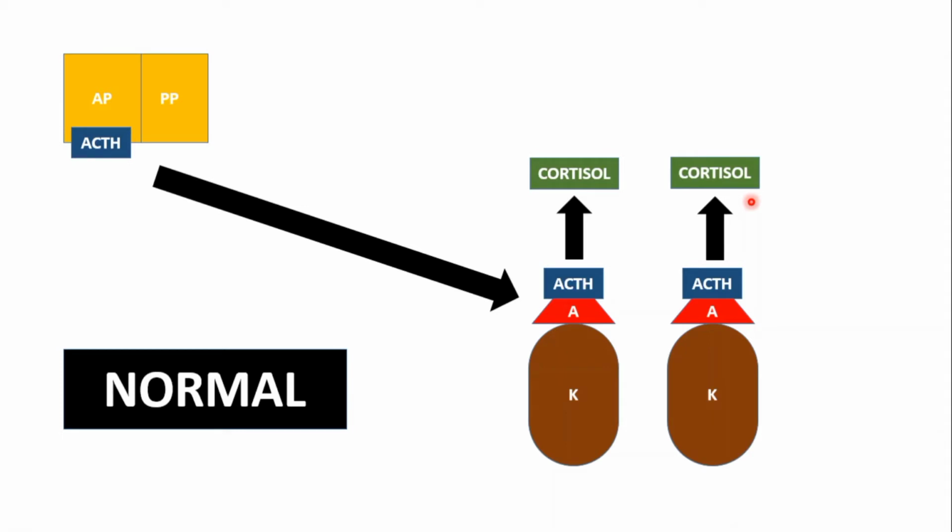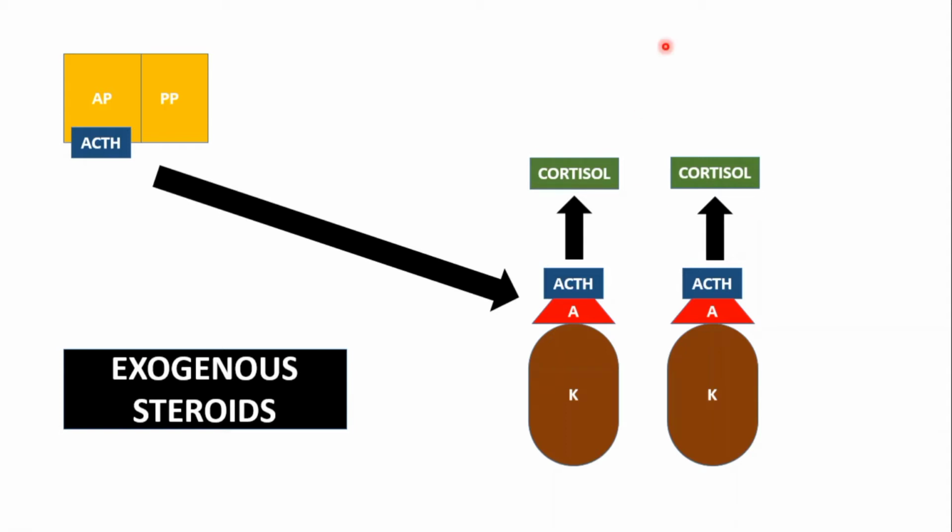Now let's see how Cushing syndrome develops with different causes. The first cause would be exogenous steroids, and this is the most common cause. When the doctor prescribes you steroids, you are taking something similar to cortisol with different names like dexamethasone or hydrocortisone, but all those are steroids.